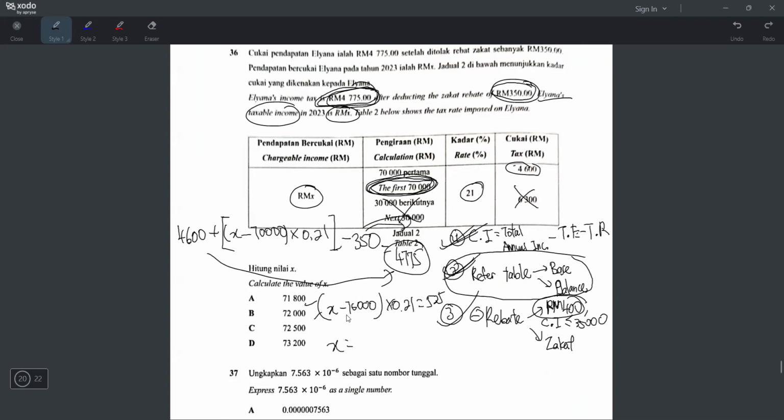Okay, now how to find X? Move the 0.21, but when you move it becomes divide. So 525 divided by 0.21 and then afterwards plus 70,000. Okay, my calculator gives me 72,500. So my X answer is 72,500, and the question also asks for X, so the answer is C. Okay, so that's the answer. Done.